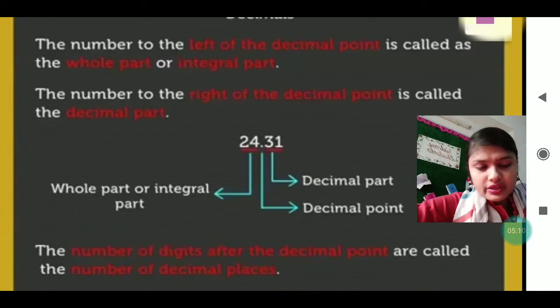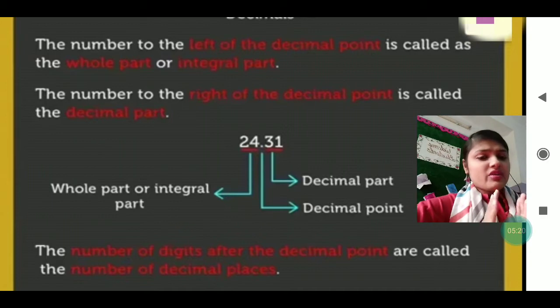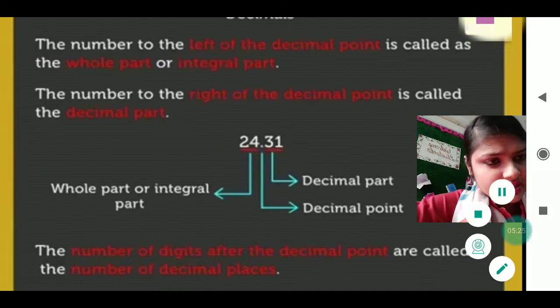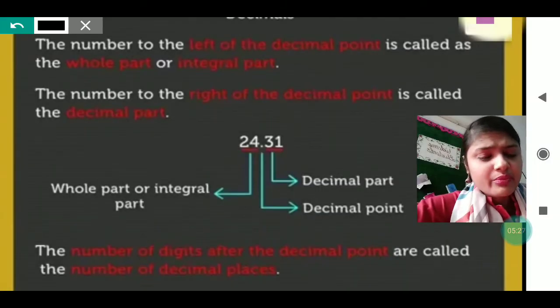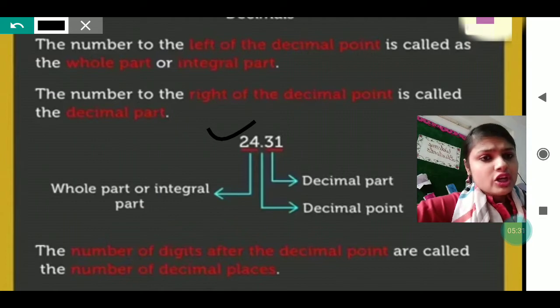Some of the parts are also there of fraction, that is, the number to the left of the decimal is called a whole number or integral number. Okay, the integral part is the number which is written to the left side. You can see very nicely it is being distributed here. You can see the number written is 24.31. So the number which is written 24, that is the whole number or the integral part.